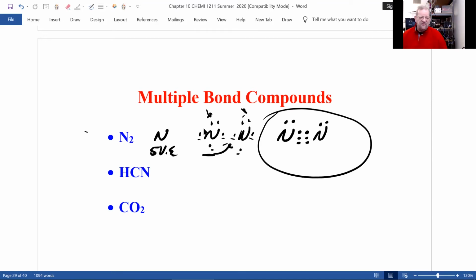And here's the Lewis structure for nitrogen gas. Right now, you're inhaling that in the air you breathe. And what kind of bond is between the two nitrogens in nitrogen gas? Let's see. One, two, three pairs of electrons, and that's a triple bond.